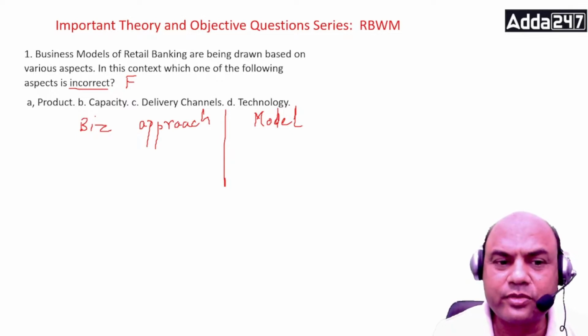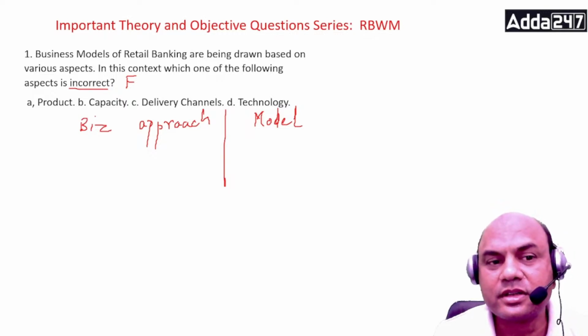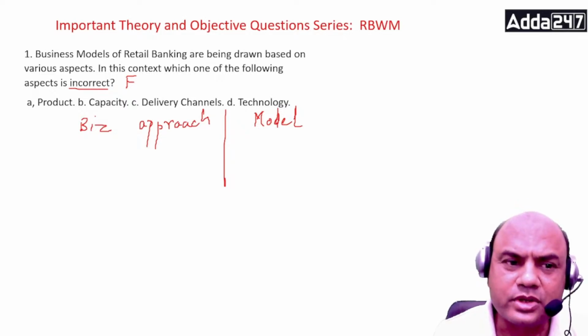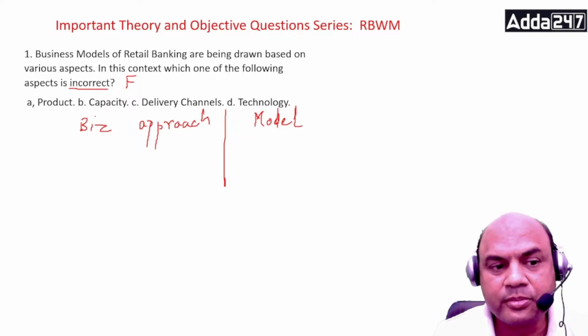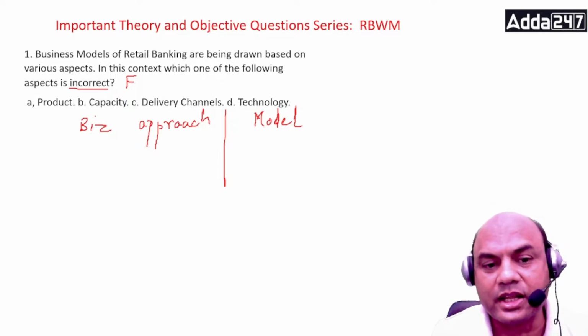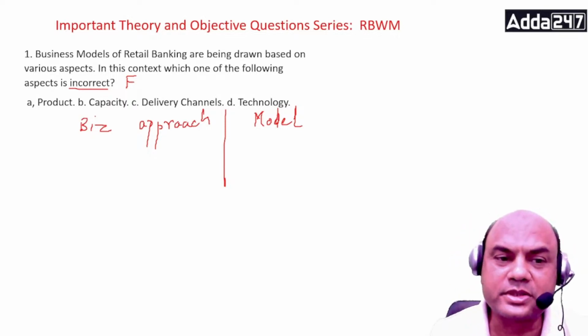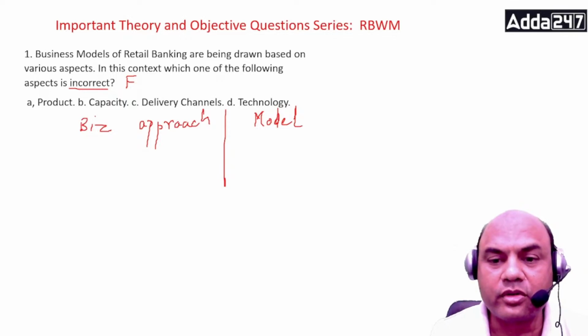Many a time we know the answer, but we don't see what is asked. It is asked incorrect, and we say correct and tick the correct one. Focus. What is the question? They want incorrect: product, capacity, delivery channels, and technology. So what is it based on? All your business models are based on what? What can be the basics?